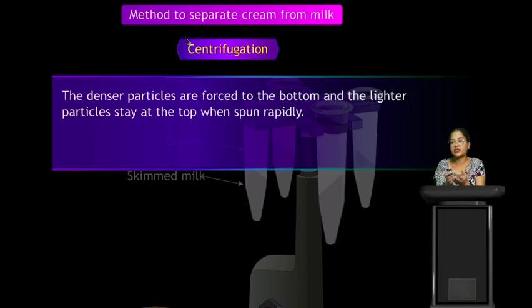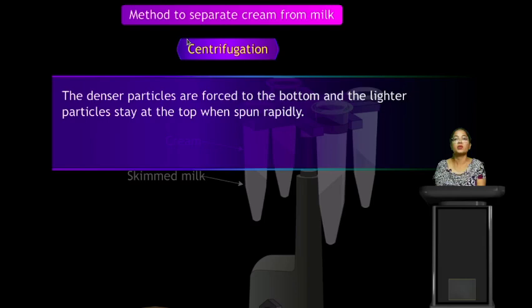So what happens? The denser particles. Here, what is the denser particle? The skimmed milk is the denser particle. Now that goes and settles at the bottom, and the cream is the lighter particle. It is not as dense as skimmed milk. So what happens? That gets settled on top. So this is the method used in centrifugation.